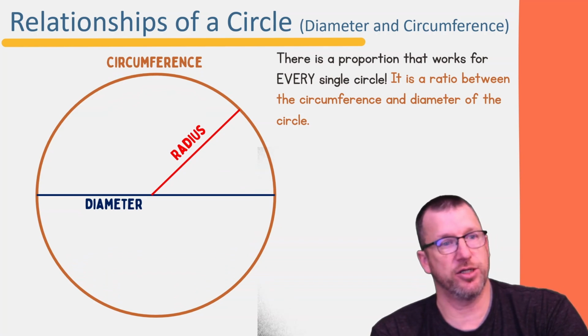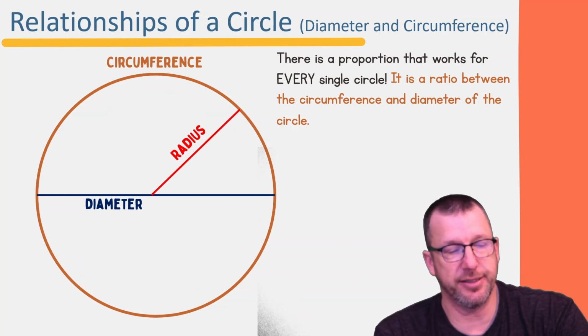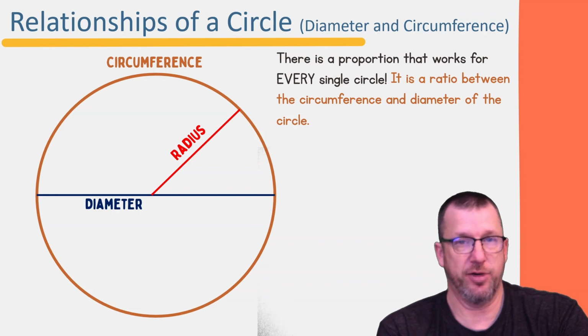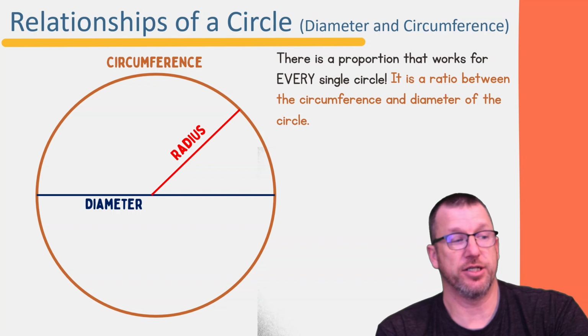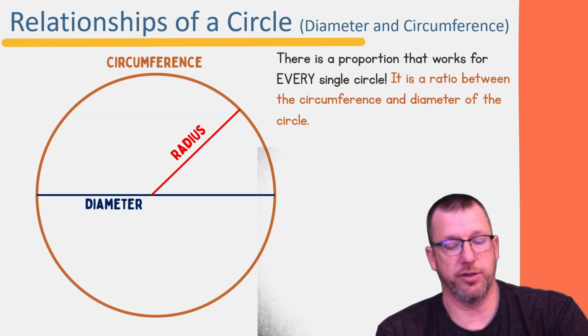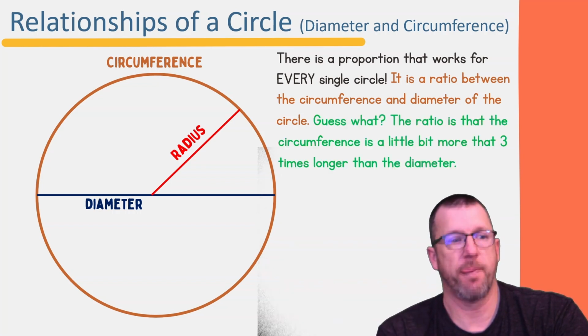I put radius in there as well because we're going to dive into that a little bit. If you understand that diameter goes all the way across and goes through the center, and that radius starts in the center and goes to the edge, then you'll understand the relationship between those two as well.